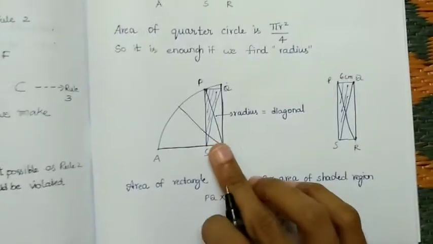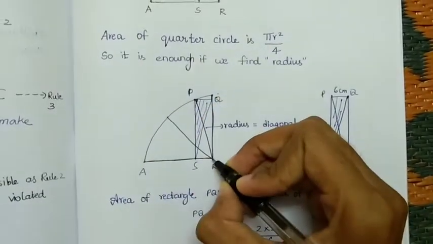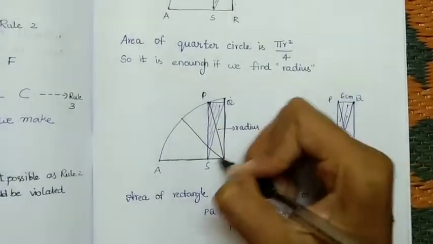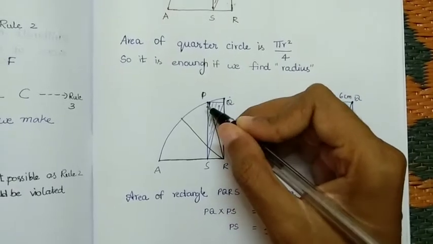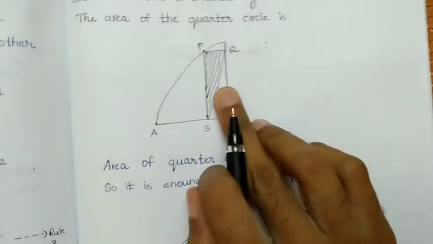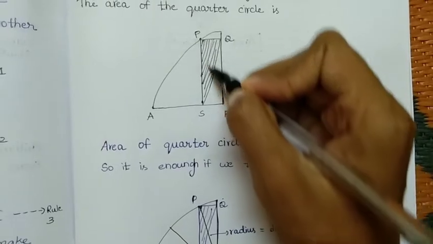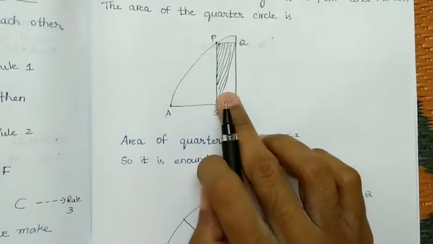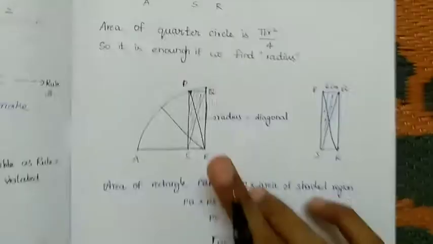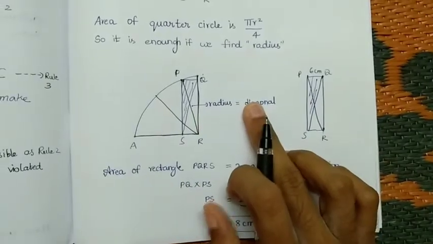Here you can see in this diagram, from this point to this side, this is nothing but the diagonal of the rectangle. The diagonal of this rectangle is nothing but the radius of the circle. That's why they have given us an inscribed rectangle. Because of the inscribing, the diagonal of this rectangle is the radius of this circle. Once we know the radius, we can substitute in this formula and find the area of this quarter circle. The radius is equal to the diagonal of this rectangle.